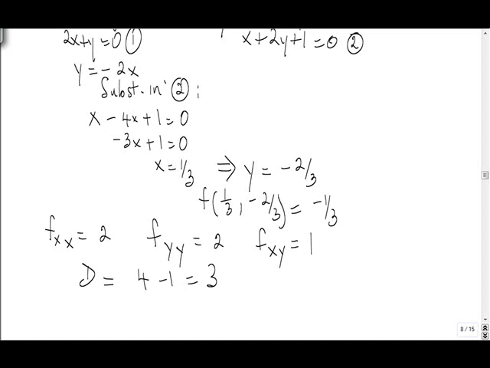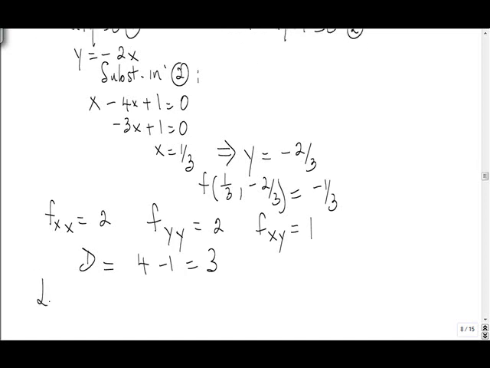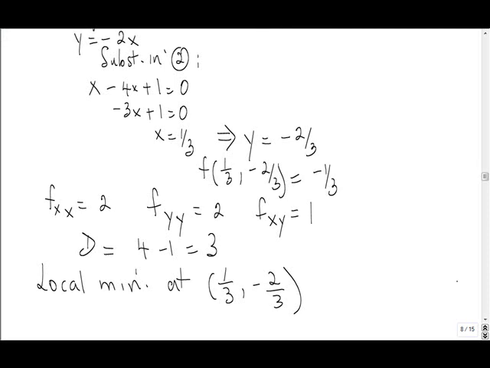What is your conclusion? Local min at 1/3, negative 2/3. Done. Any questions? Okay, let's continue.